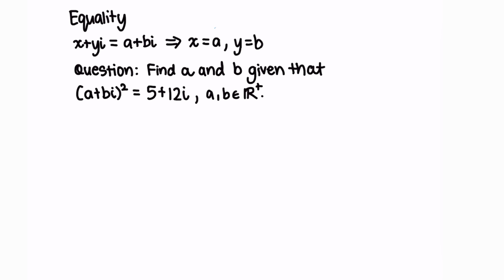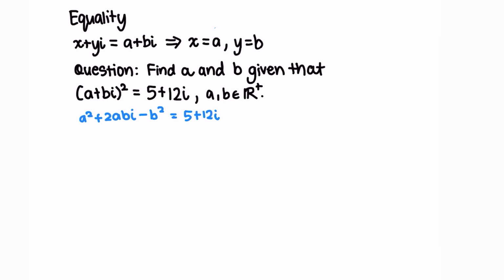Find a and b given that (a + bi) squared equals 5 + 12i, where a and b are positive real numbers. Okay, so let's dive straight into this question. What I want to do is do the expansion over here: a squared plus 2abi minus b squared, because remember you have (bi) squared, which is just b squared i squared, or negative b squared, which will be equal to 5 + 12i.